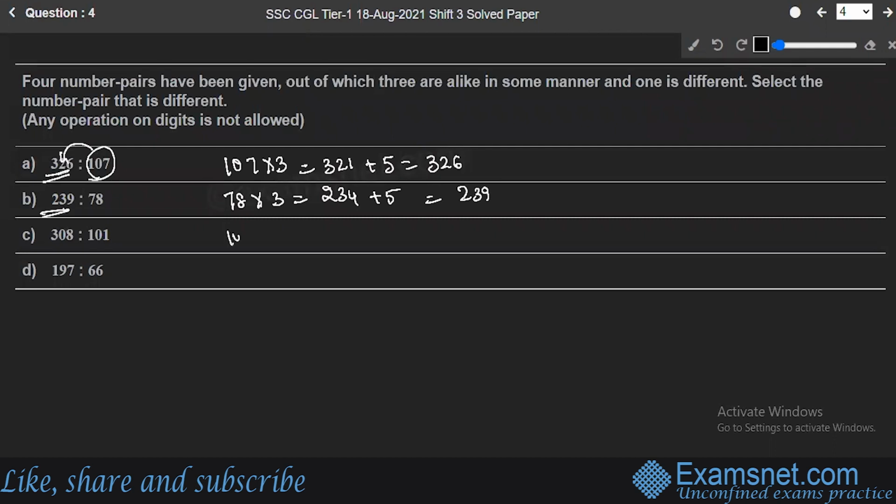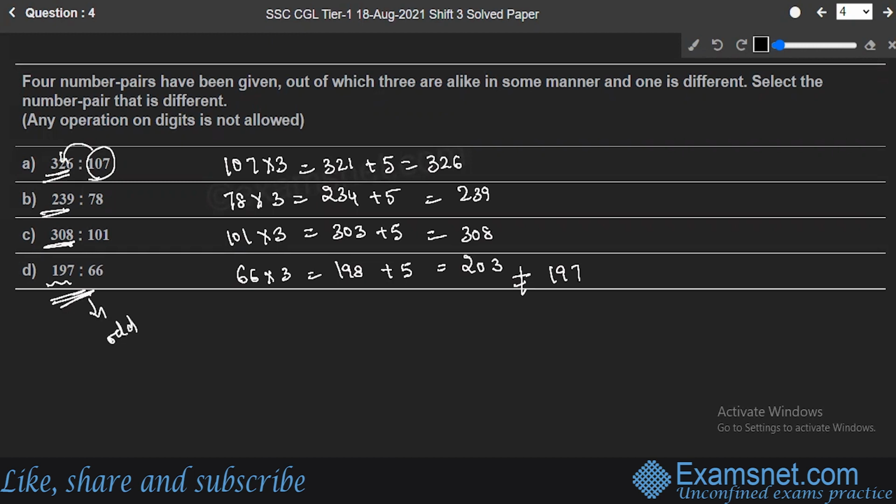Matches. Next, 101. If I multiply this with 3, I get 303. If I add a 5 to it, I get 308. This is again correct. Let's move with the last one. 66 into 3 is 198 plus 5. This will give me 203. But here it is 197, which is not equal to 203. So this one is odd. Option D is the odd one out and our answer to the question. You have to find out the number pair which is different. Option D is different. Hope you are clear with this.